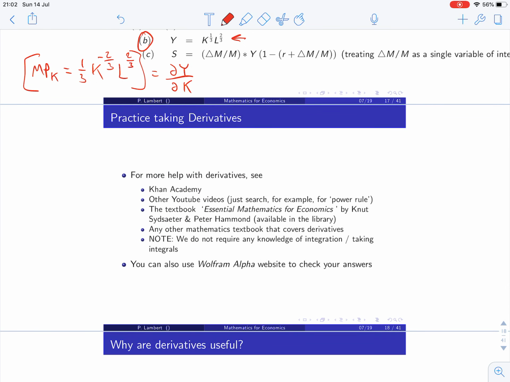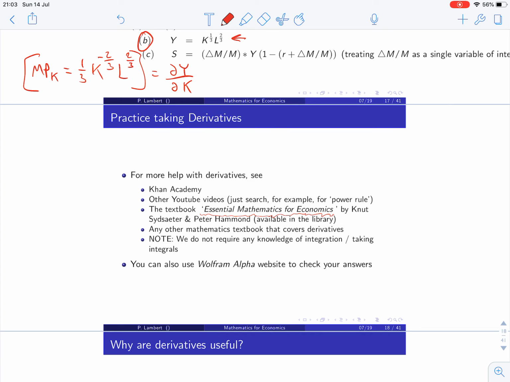Here's just a quick rundown of the different available resources. My favorite book on this stuff is this one, which is available in the library at LSE, Essential Mathematics for Economics. Again, this is a good resource to get a whole bunch of questions, and it also goes through all these rules, etc. Please don't invest too much time in learning derivatives if this is completely new to you.